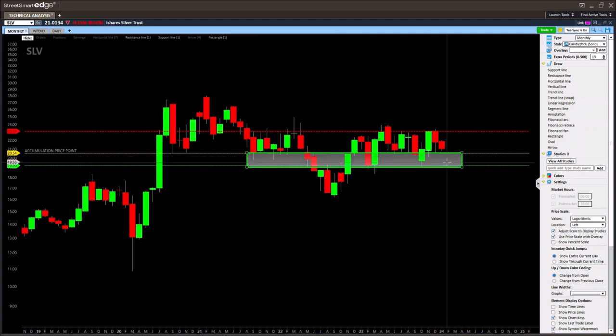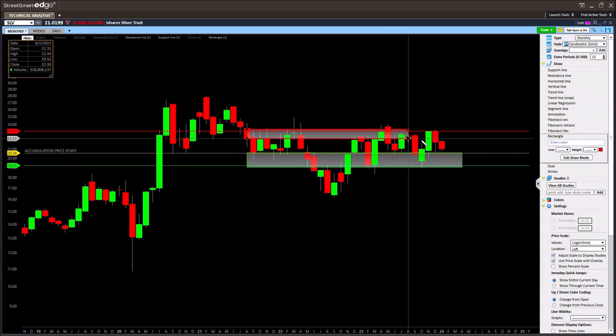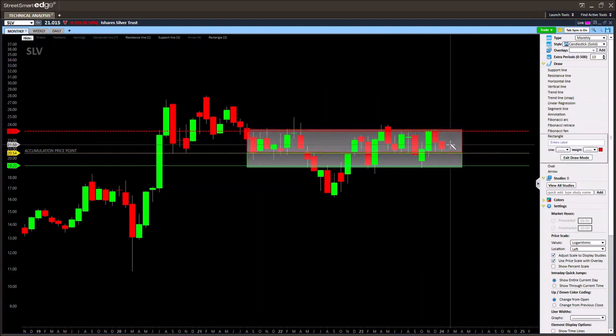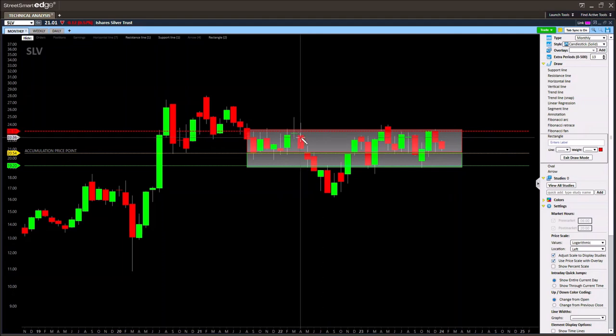Same thing, the demand zone, if you like to use demand and supply. Demand is indicated by a green rectangle, and it marks a zone where, surprise, surprise, because this is a ranging stock, it marks the bottom half of this trading range where you want to buy, because the top half is obviously where we would expect selling pressure.